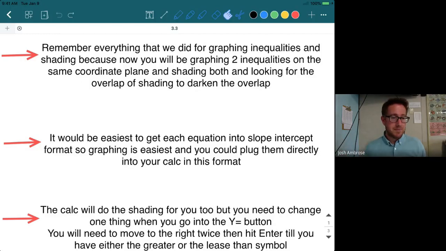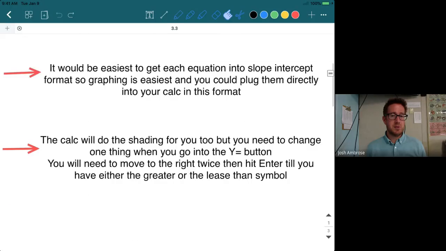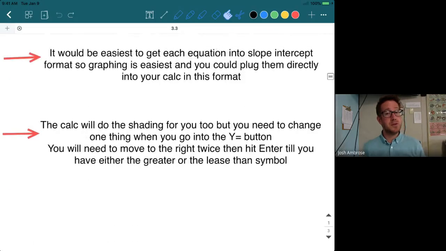Okay, now it would be easiest, as it says, to get every equation in slope-intercept form. That's exactly what you should do. Not only is it easier to graph this without the calculator, but it's insanely easy then to graph it with the calculator if you have it in that slope-intercept format.